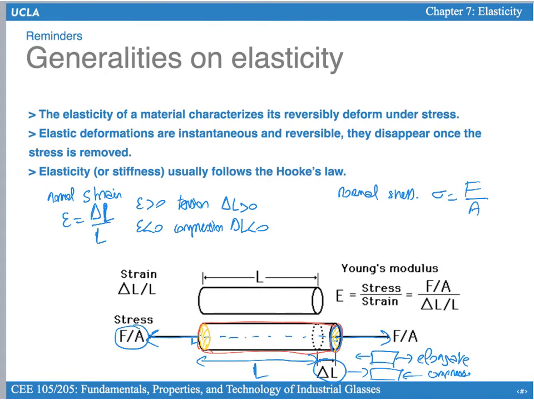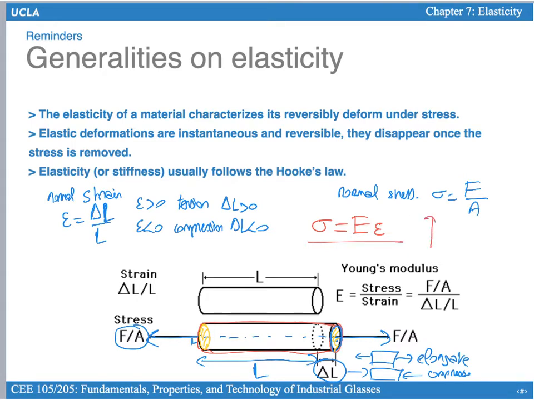And now what Hooke's law tells us is that there is a linear relationship between the normal stress and the normal strain, and that the coefficient of proportionality is the Young's modulus. So what you can write is that, as long as you remain in the elastic regime, in the range of stress for which the stress is proportional to the strain, the stress is increasing linearly with the strain, and the proportionality constant is the Young's modulus.